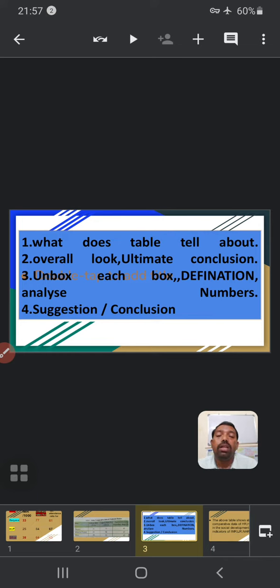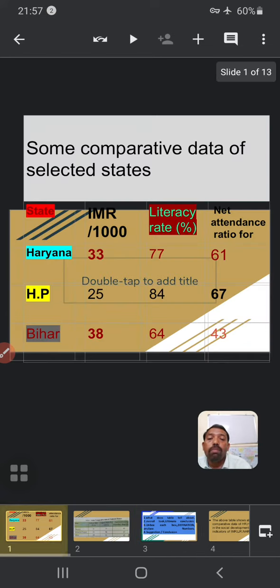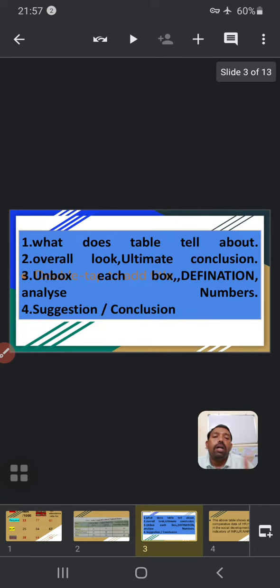The first point is: what does the table tell about? This is the first point you will have to start with in your examination. The second point is to have an overall look, like a bird's eye view. You know how a bird's eye view observes from the sky above. In the same way, you observe the entire table and ask what your ultimate conclusion is. You should think in that way before starting to write the answer.